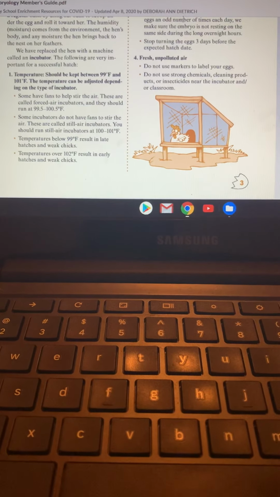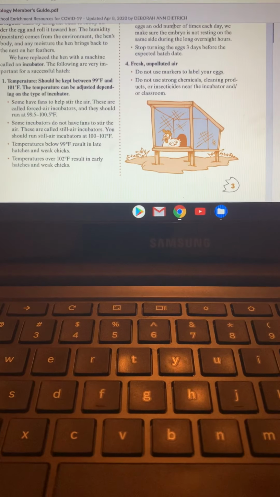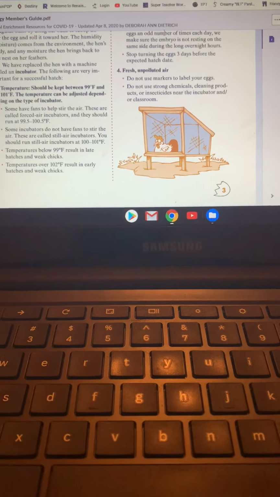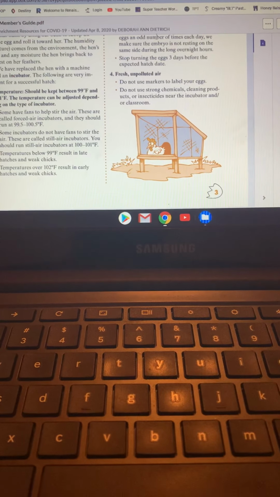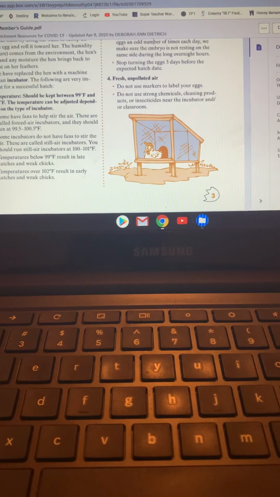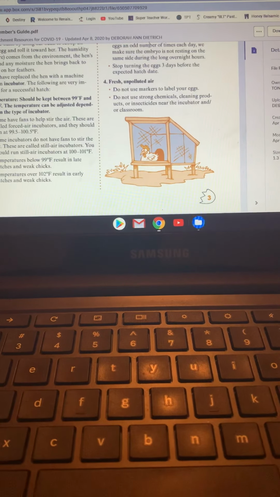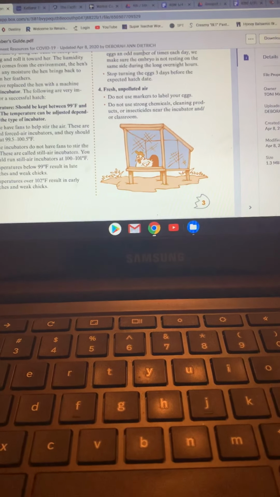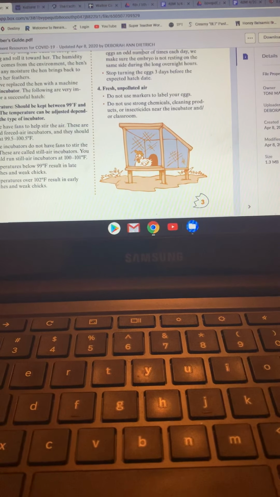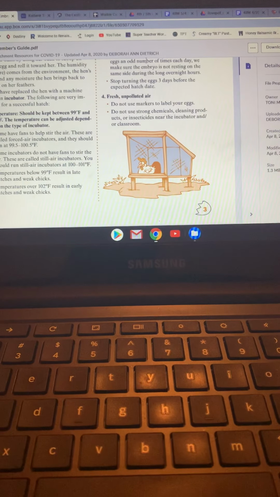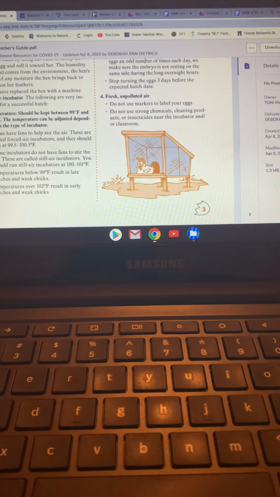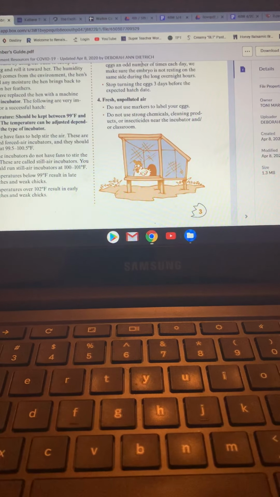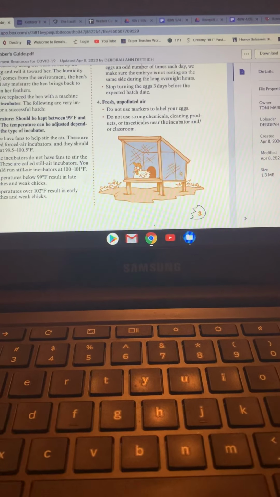Number 1, the temperature should be kept between 99 degrees Fahrenheit and 101 degrees Fahrenheit. The temperature can be adjusted depending on the type of incubator. Some have fans to help stir the air. These are called forced air incubators, and they should run at 99.5 to 100.5 degrees Fahrenheit. Some incubators do not have fans to stir the air. These are called still air incubators. You should run still air incubators at 100 to 101 degrees Fahrenheit.